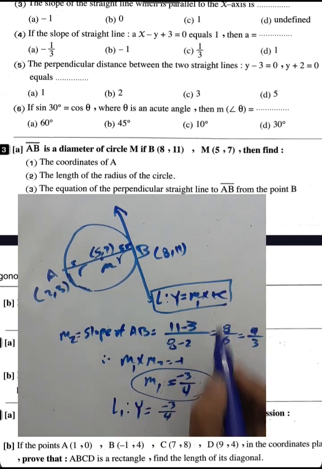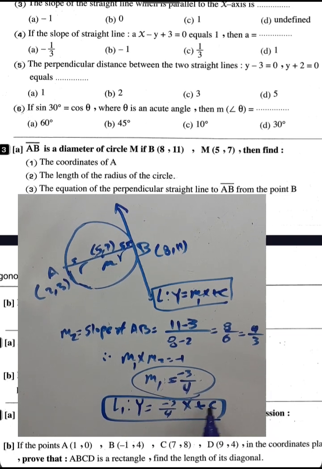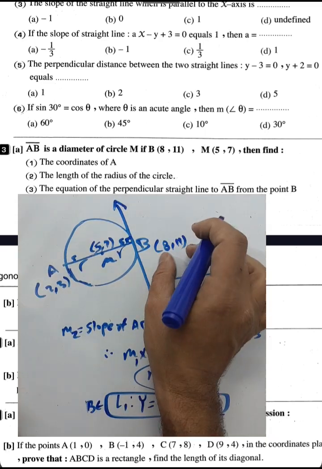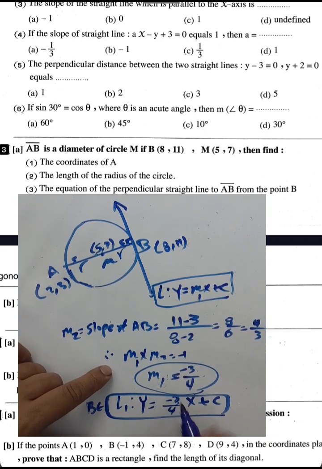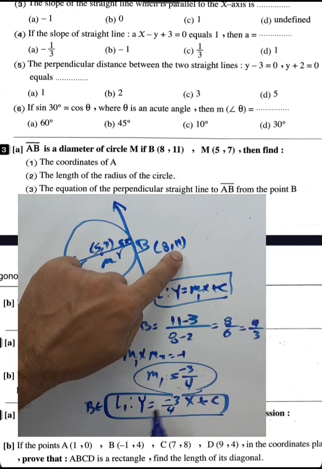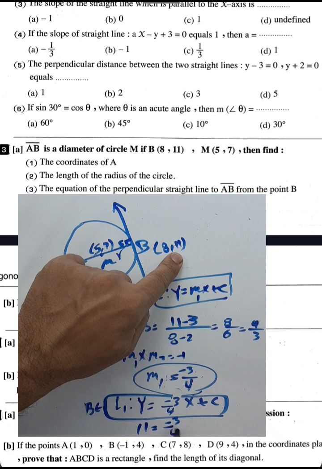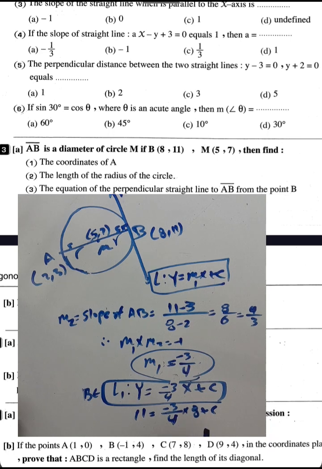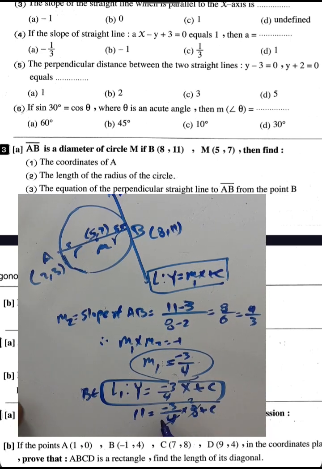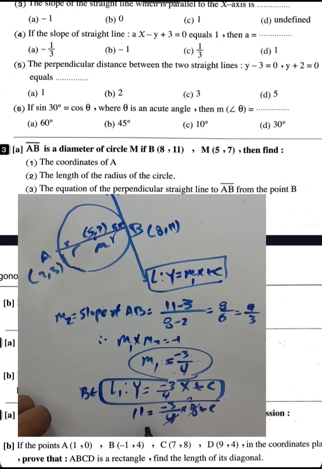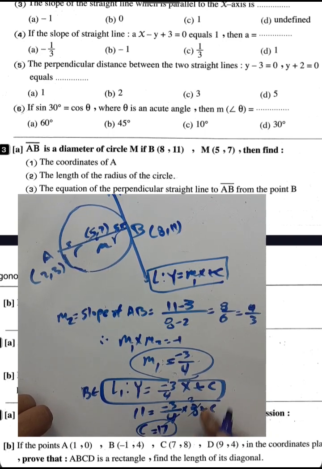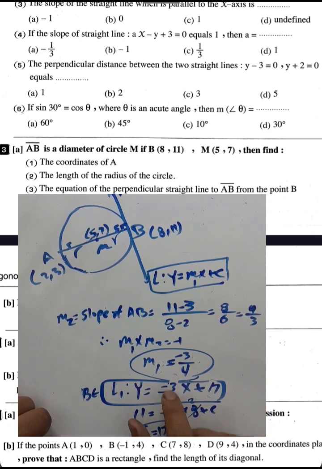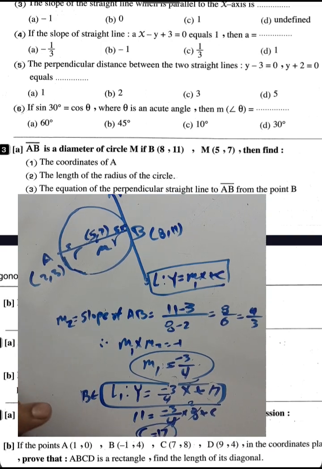y equals negative 3/4 x plus a constant. We have the point B (8, 11) on the straight line, so it satisfies the equation. Put 11 equals negative 3/4 times 8 plus a constant. 8 divided by 4 equals 2, 2 times 3 equals 6. We have negative 6, move it over: 6 plus 11 will be 17. Then the constant will be 17. Okay, then the equation will be y equals negative 3/4 x plus 17. It's the equation of this straight line.